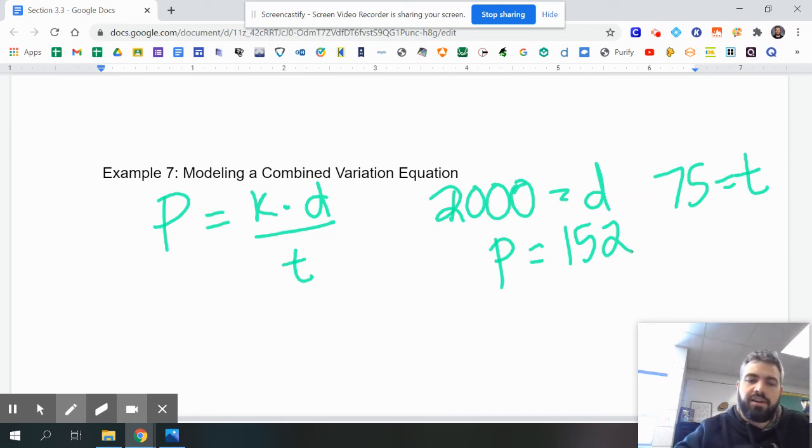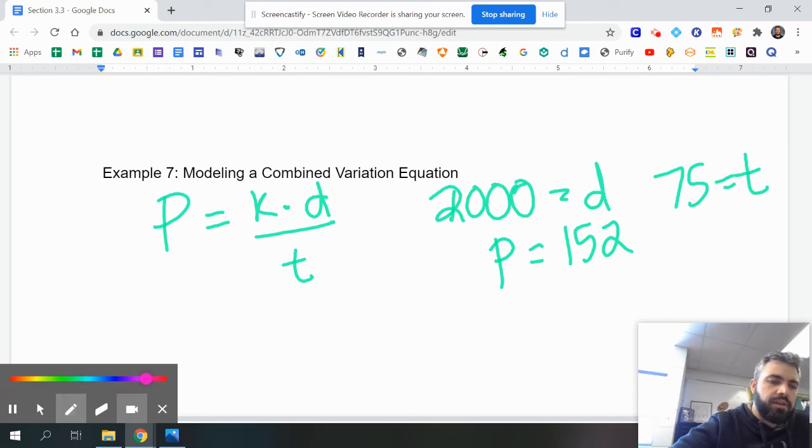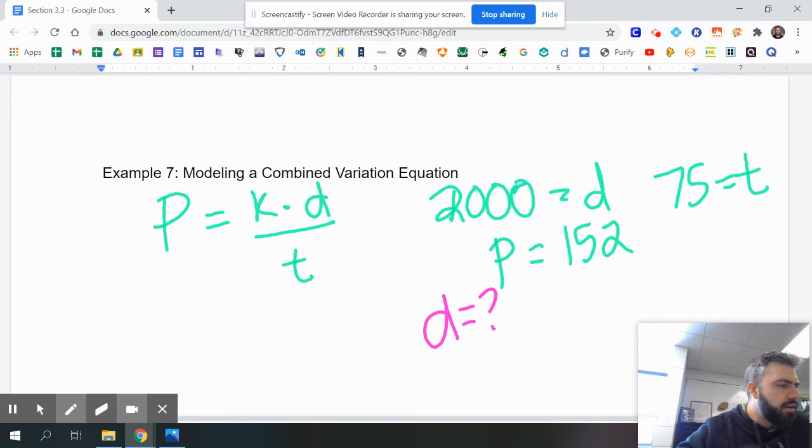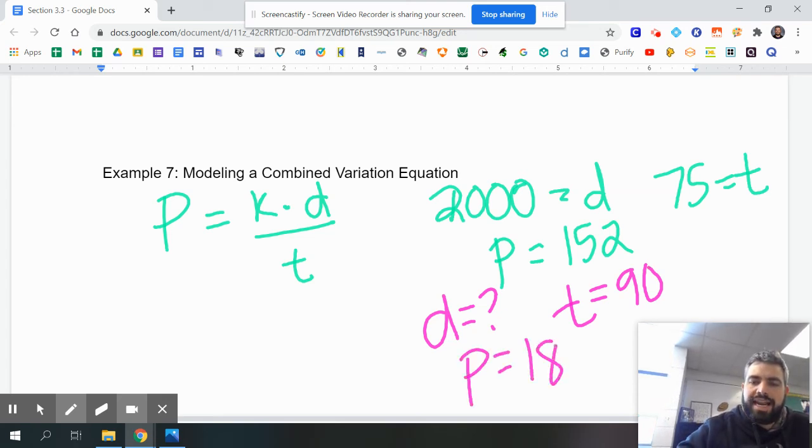Now it says find the distance. So distance is unknown. I'll do this in a different color. Distance is unknown when we want our time to be 90 seconds, and we want our power to be 189 kilowatts. So now again, we just have it set up.